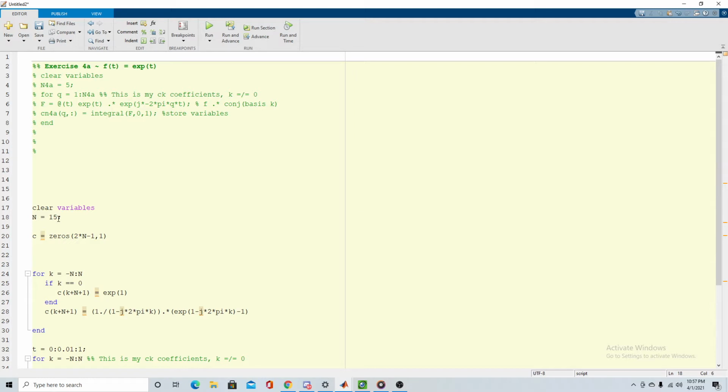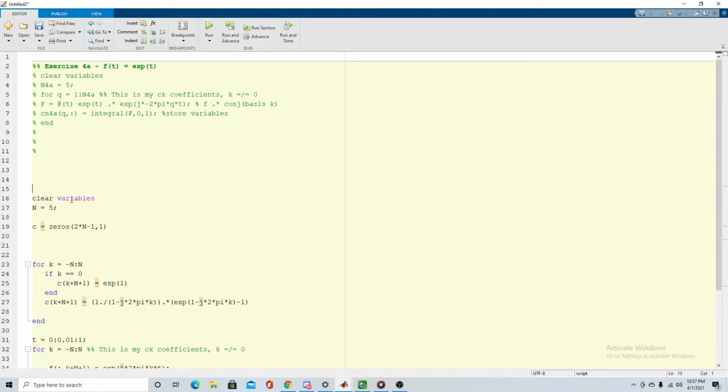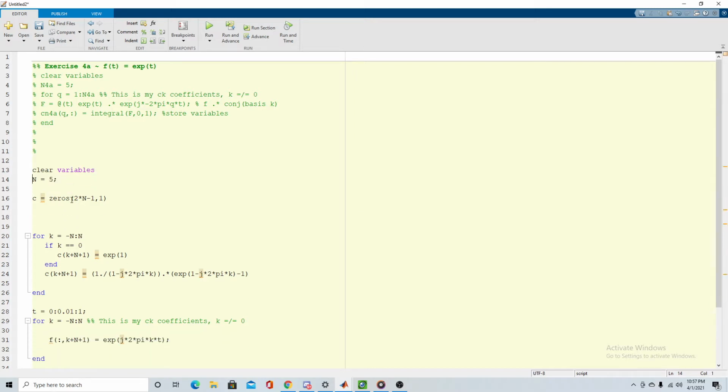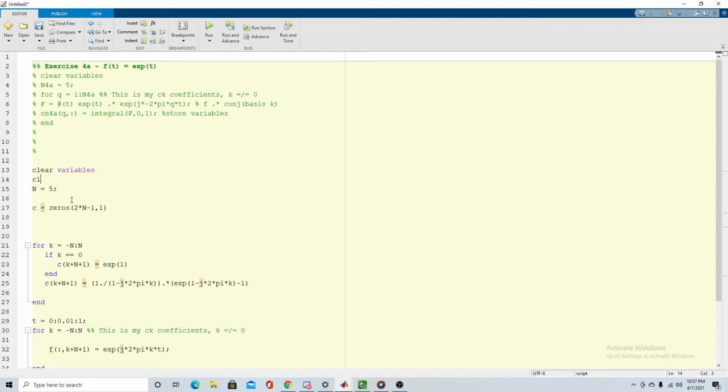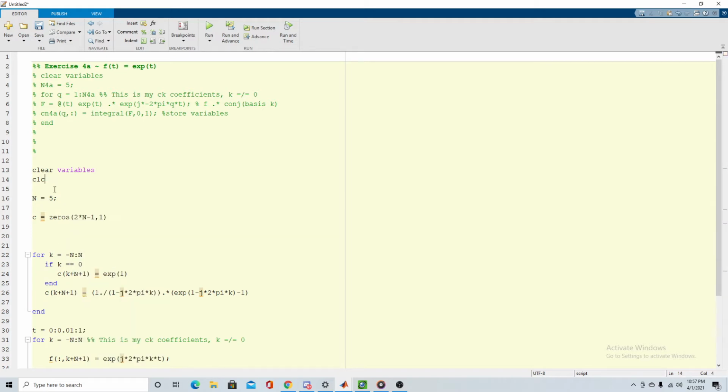Let's do 5. And we're going to walk through this. So first things first, you have to have clear variables. Second, just in case you have it open, do CLC. That clears the command window.